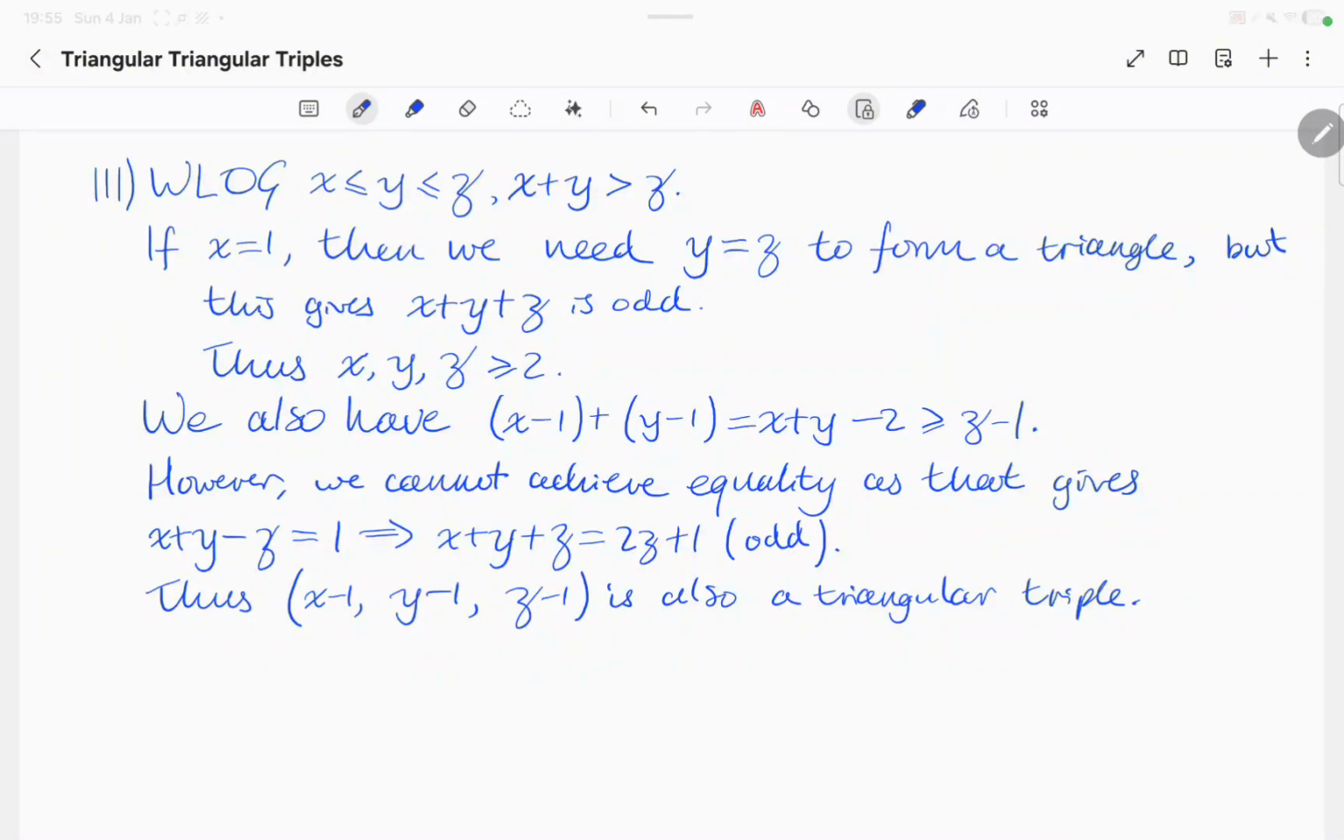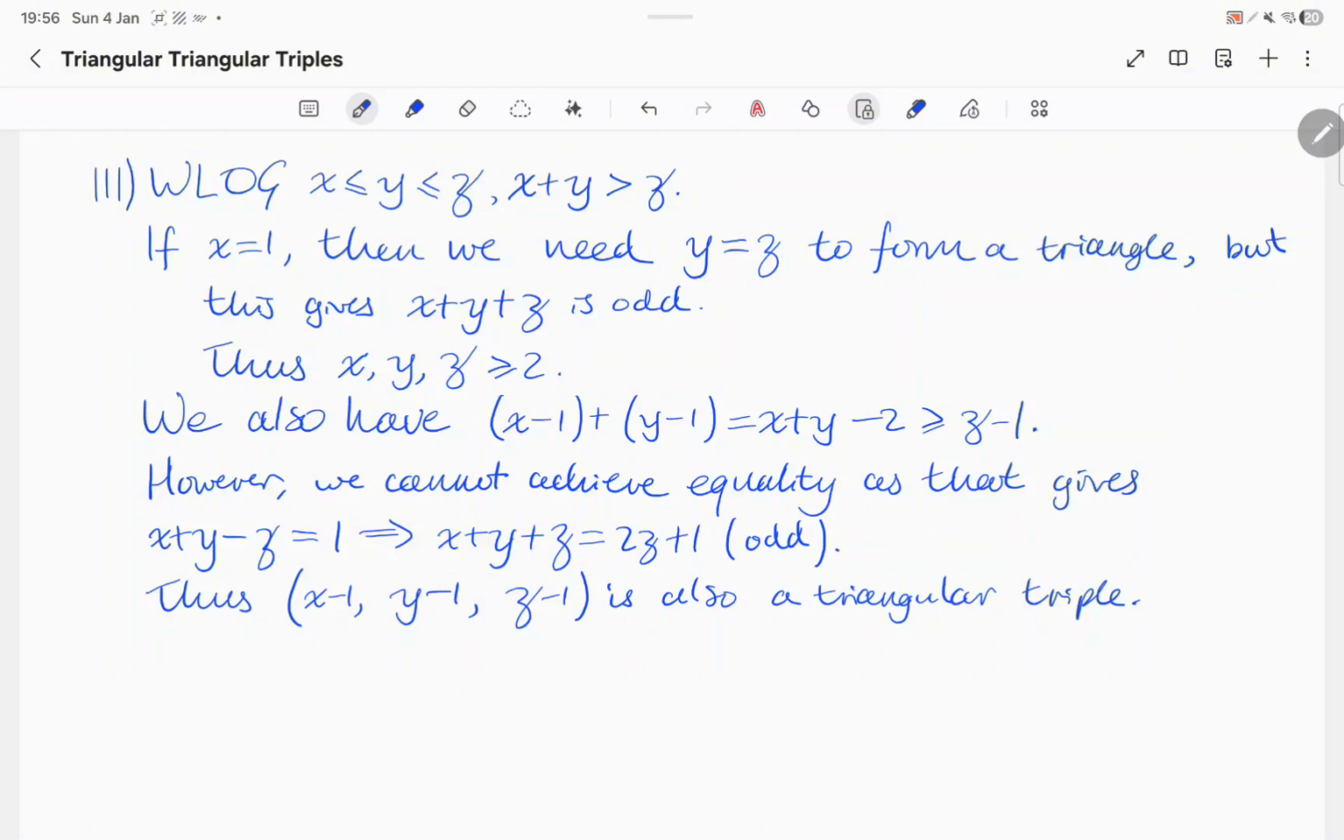Now we'll look at part 3. Again, without loss of generality, we will assume the same conditions as part 2, and then we're going to consider the first case where x is equal to 1. If x is equal to 1, then we're going to need y is equal to z to form a triangle, because any difference between them is going to be 1 or greater. However, this would give x plus y plus z is odd, which goes against the assumption of this part. Therefore, we have that x, y, and z are all going to be greater than or equal to 2.